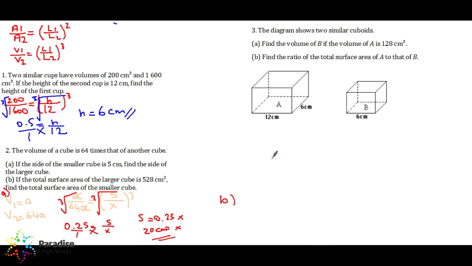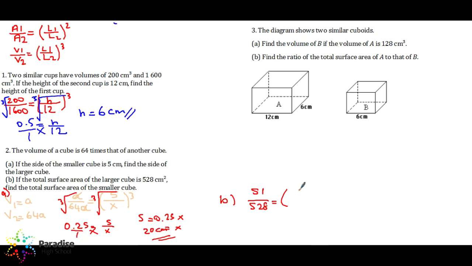Let's occupy some space from the other question. If the total surface area of the larger cube is 528, find the total surface area of the smaller cube. Let's remember the ratio between the areas. Area 1 over area 2 is equal to (L1 over L2) squared. So what is given to me? 528 is the larger cube. Let's say S1 is the smaller cube, divided by 528.